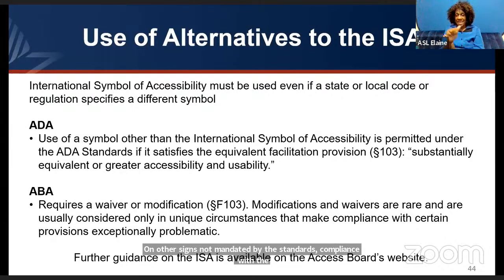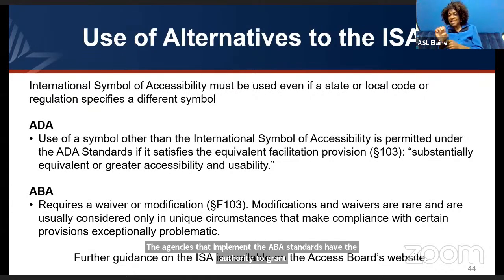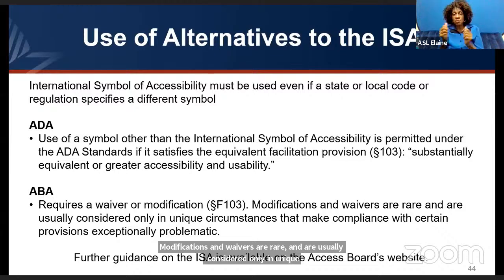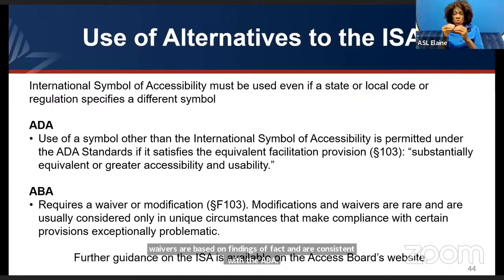The ABA, the Architectural Barriers Act standards, differ slightly with regard to departures in that a waiver or modification is required. The agencies that implement the ABA standards have authority to grant modifications and waivers on a case-by-case basis where, quote, clearly necessary, unquote. Modifications and waivers are rare and are usually considered only in unique circumstances that make compliance with certain provisions exceptionally problematic. The Access Board is responsible for making sure that modifications and waivers are based on findings of fact and are consistent with the ABA. The Access Board has more guidance on the ISA on its website if you'd like to check out more information on its guidance. I'll go to the next slide, please.